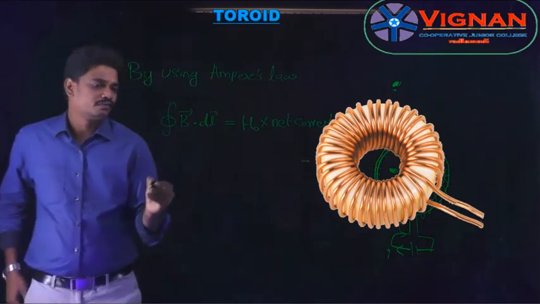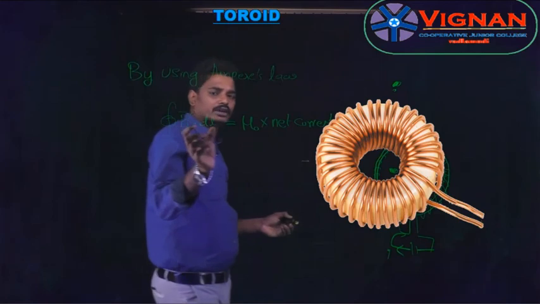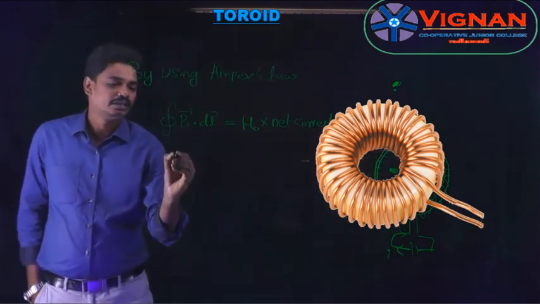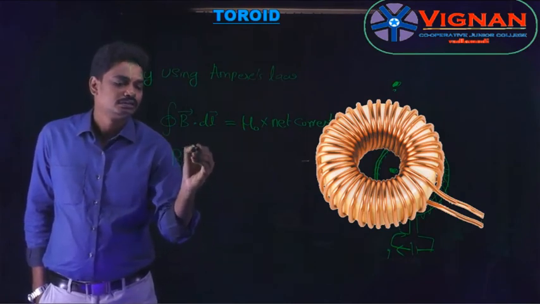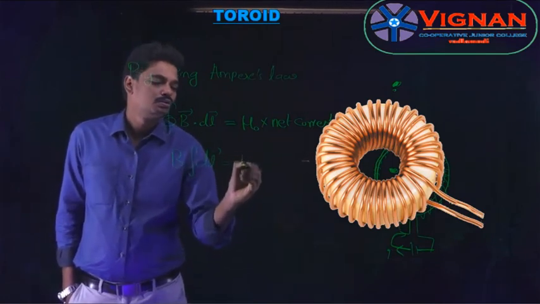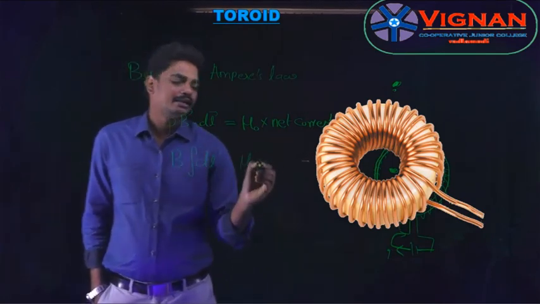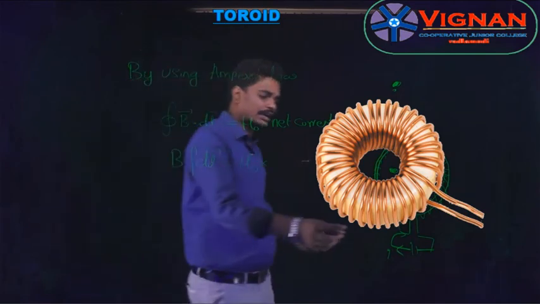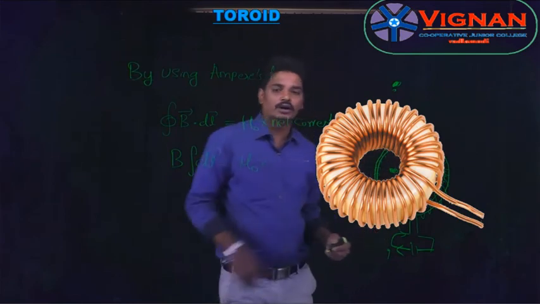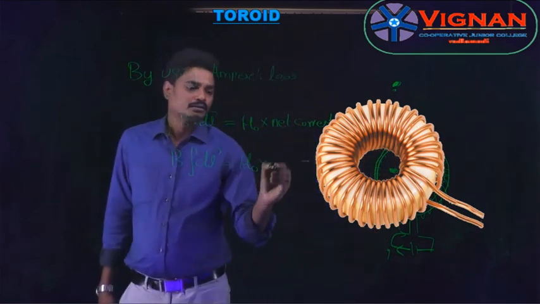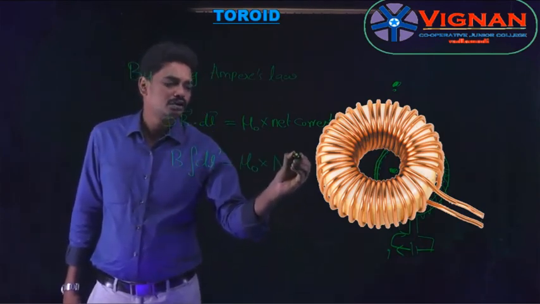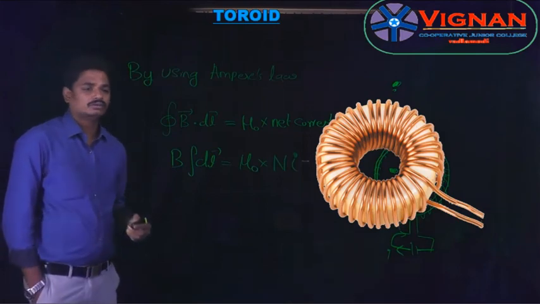As the magnetic field is constant, the magnetic field and dl are always parallel to each other along the loop. So B times the integral of dl is equal to mu naught times the net current. If I is the current flowing in this toroid, the net current is the total number of turns in the coil times the current in each coil. So with the total number of turns as capital N, it is N into I.